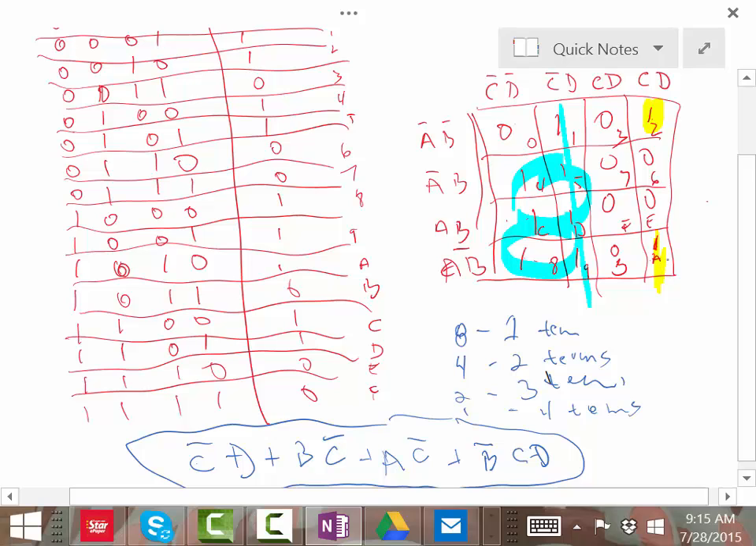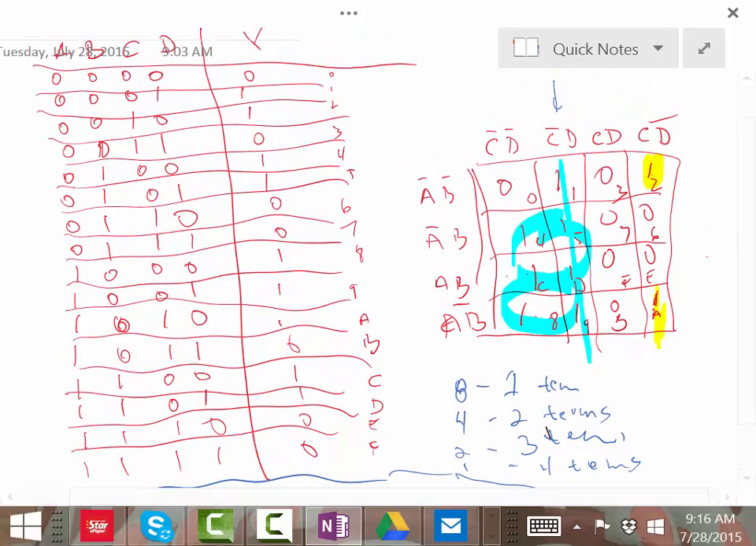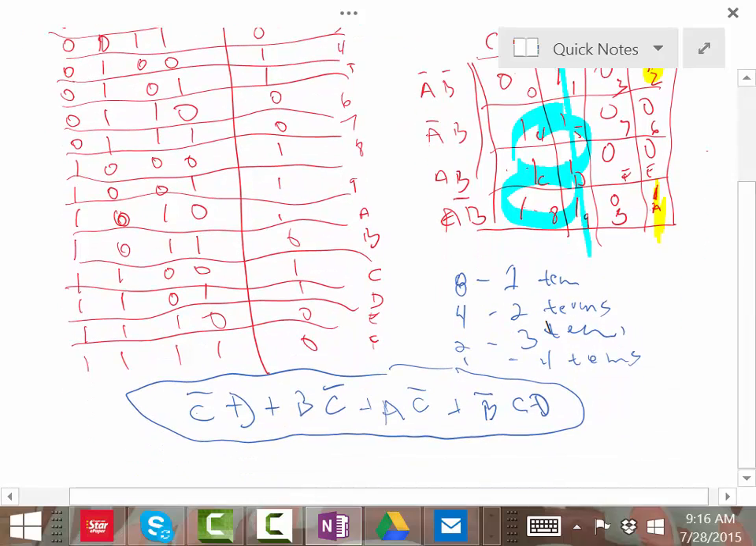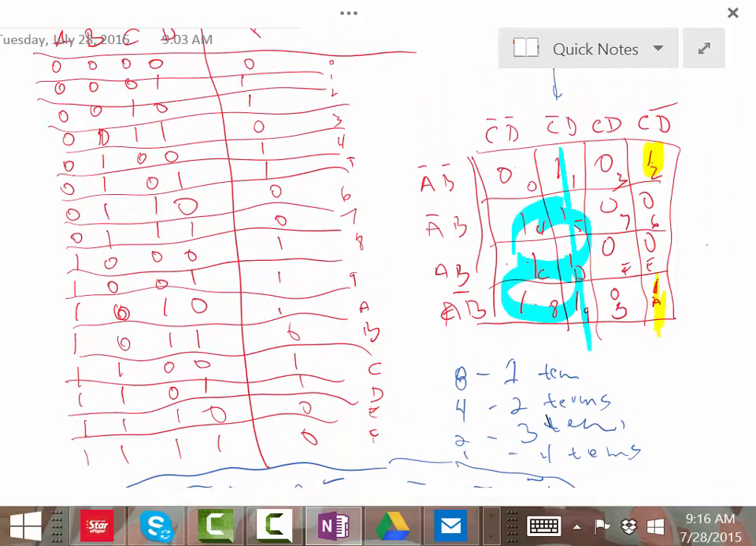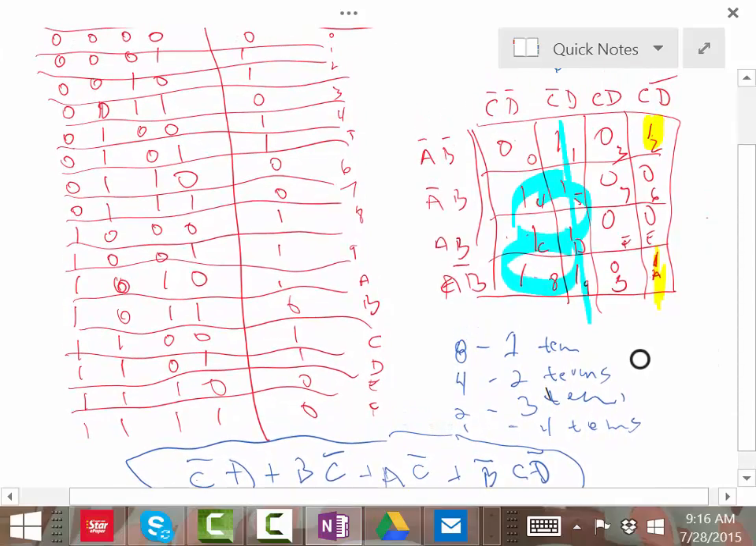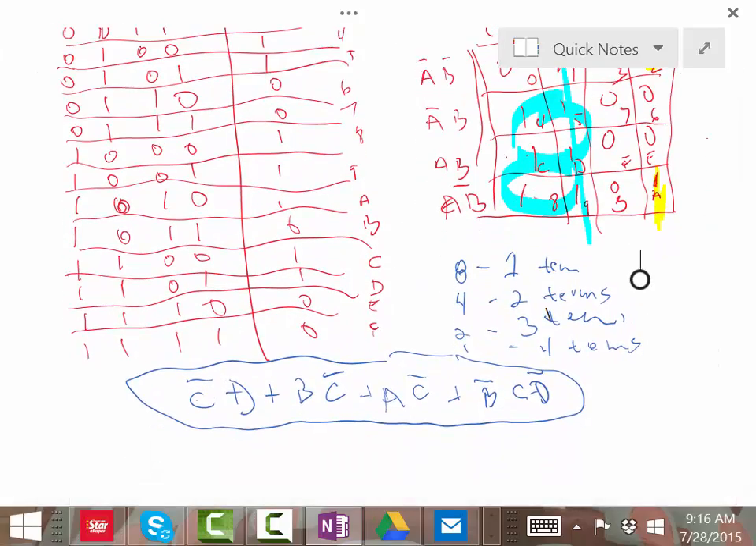So this is the simplest response that we're going to get. What's that? This is CD. Oh, yeah. The problem is that I moved that up there. Okay. You can see how easy it is to make these mistakes.